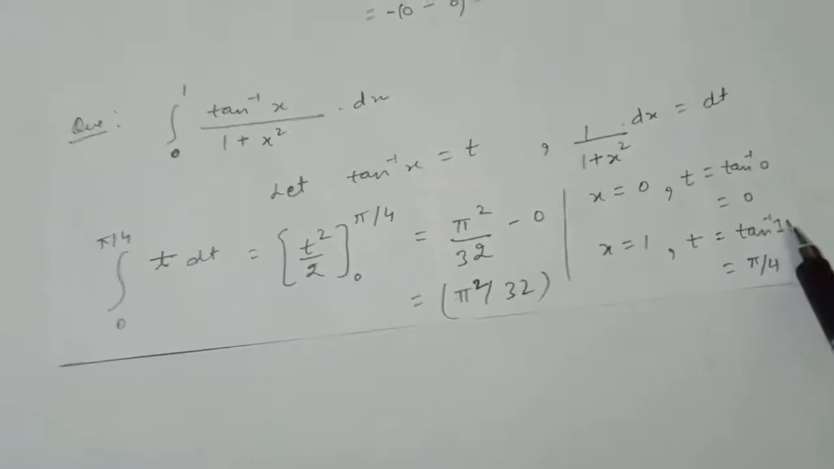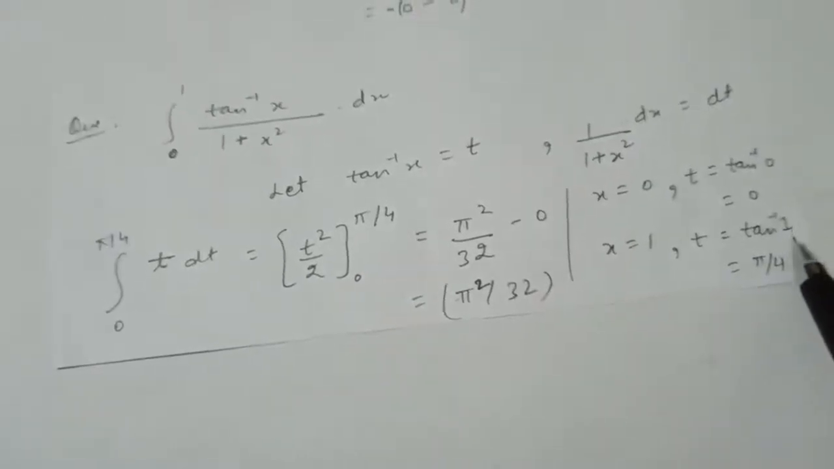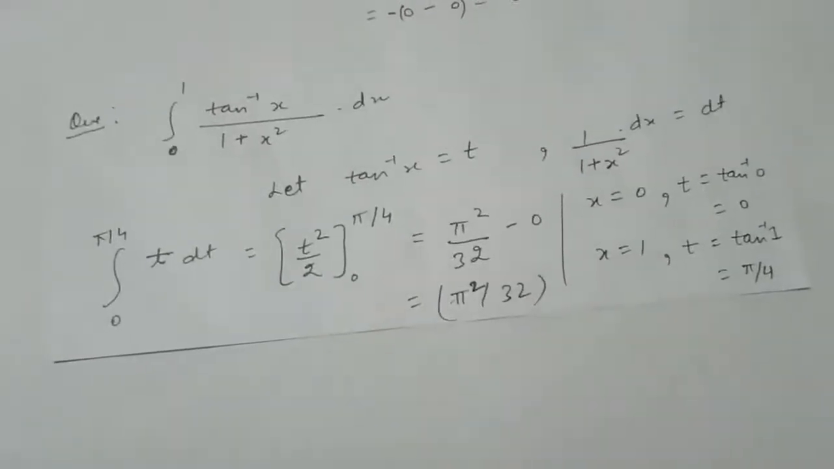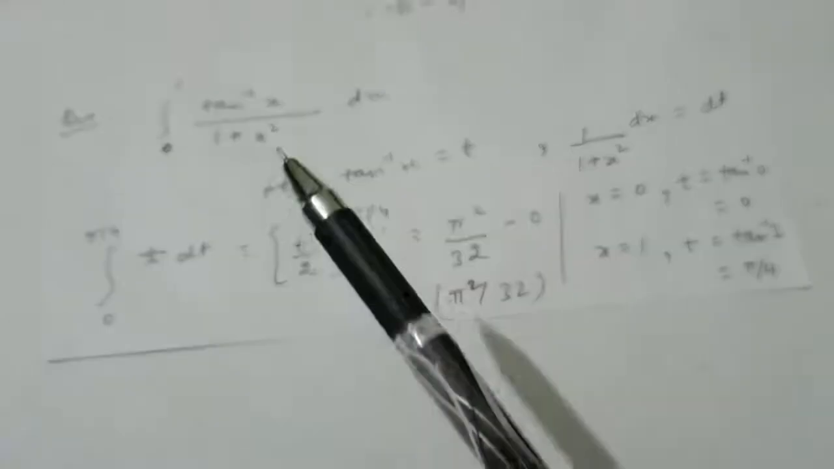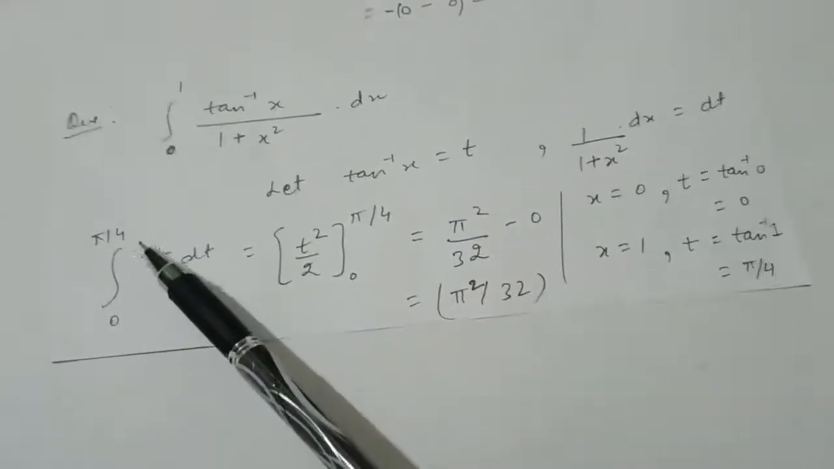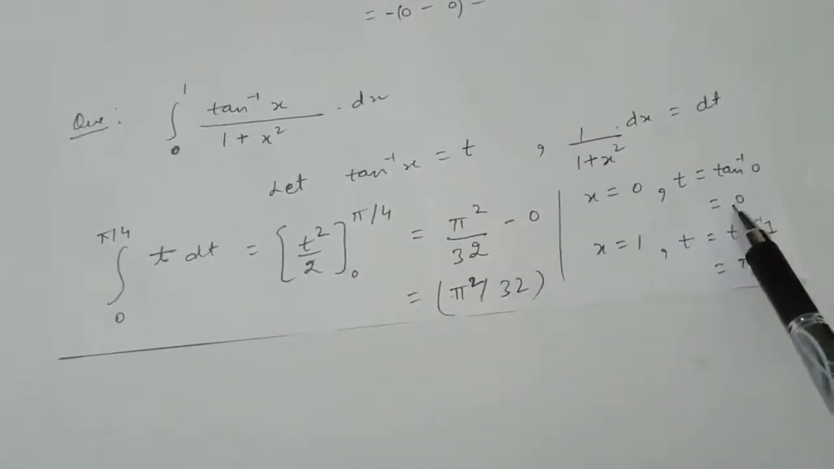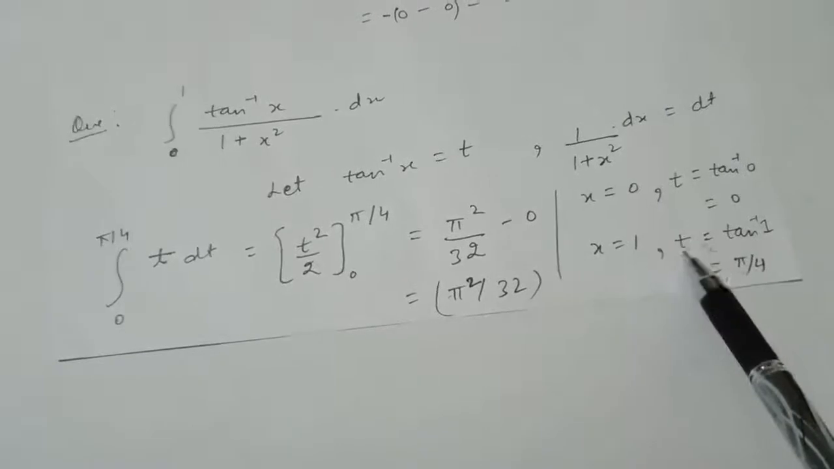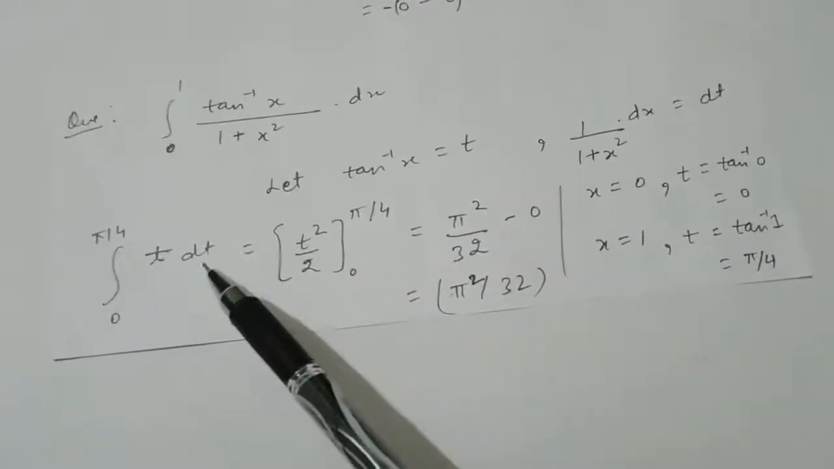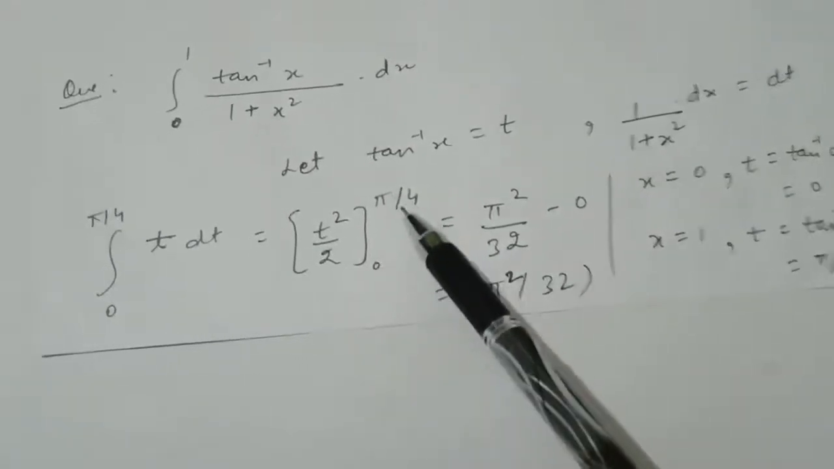Now the value of tan is 1 at the angle pi by 4. So tan inverse 1 will be pi by 4. So this will now become 0 to pi by 4, right? In place of x equal to 0, t is also 0, so write down 0, and in place of x equal to 1, t is pi by 4, so write down pi by 4. The integral of t is t square by 2 from the limit 0 to pi by 4.